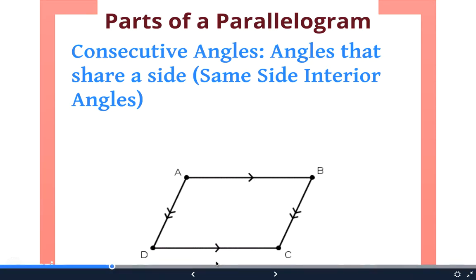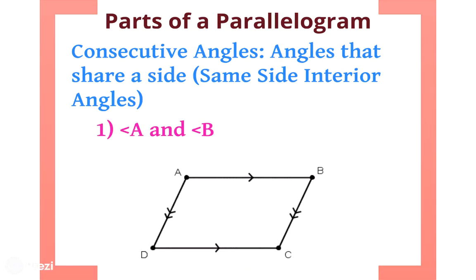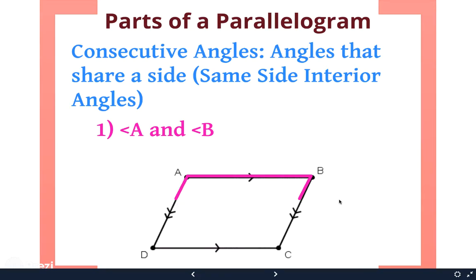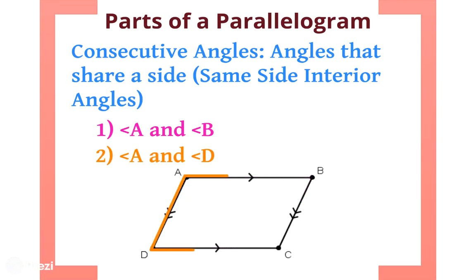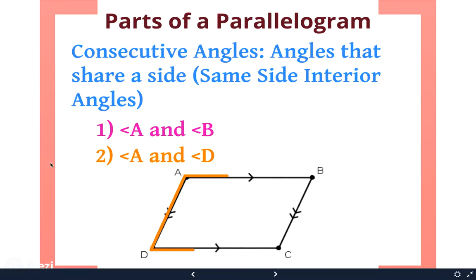But since we have two sets of parallel lines, that means that we will have same side interior angles, which are sometimes referred to as consecutive angles. So angles A and B are a set of consecutive angles that make the C shape, bam, or in this case more of an N shape. We also have A and D, they make your more traditional C shape, bam.